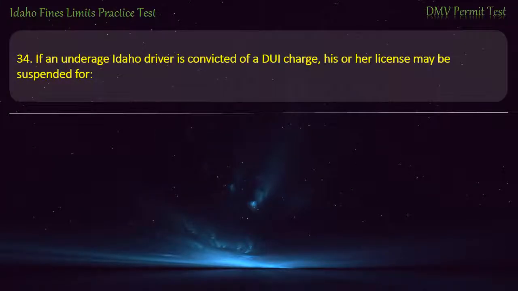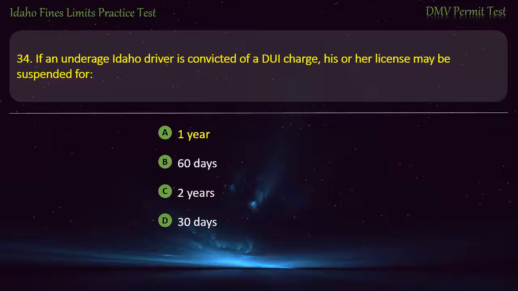Question 34. If an underage Idaho driver is convicted of a DUI charge, his or her license may be suspended for 1 year, 60 days, 2 years, 30 days. Answer: 1 year.